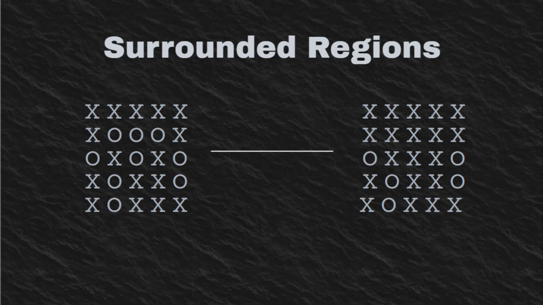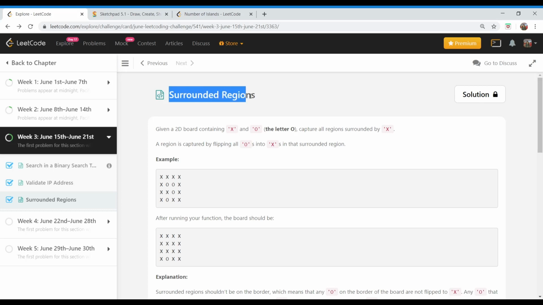Hi everyone, let's solve another June LeetCode Challenge problem. So today's problem is regarding surrounded regions. It says, given a 2D board containing X and O, capture all the regions surrounded by X. A region is captured by flipping O's into X in that surrounded region.